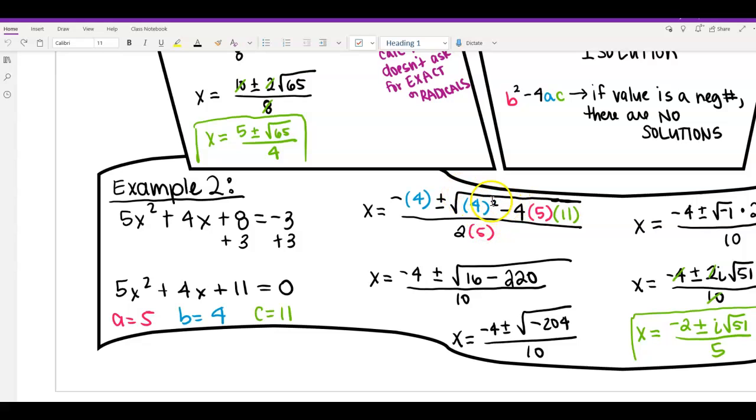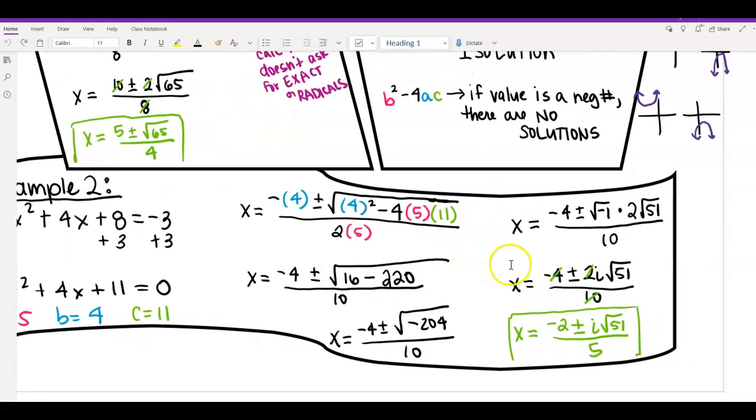Okay, so I'm going to go through and start to simplify this. I get 4 squared is 16, 4 times 5 times 11 is 220. And then when I subtract those, I get negative 204. Remember, that tells me that my solution is imaginary too, because you cannot take the square root of a negative number and get a real answer. It's always imaginary. So once I'm here, I'm going to have to simplify with imaginary numbers.